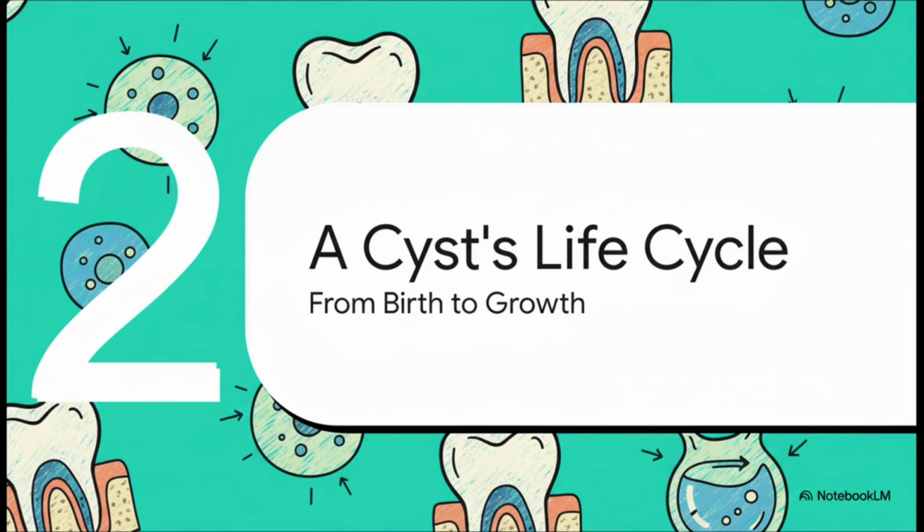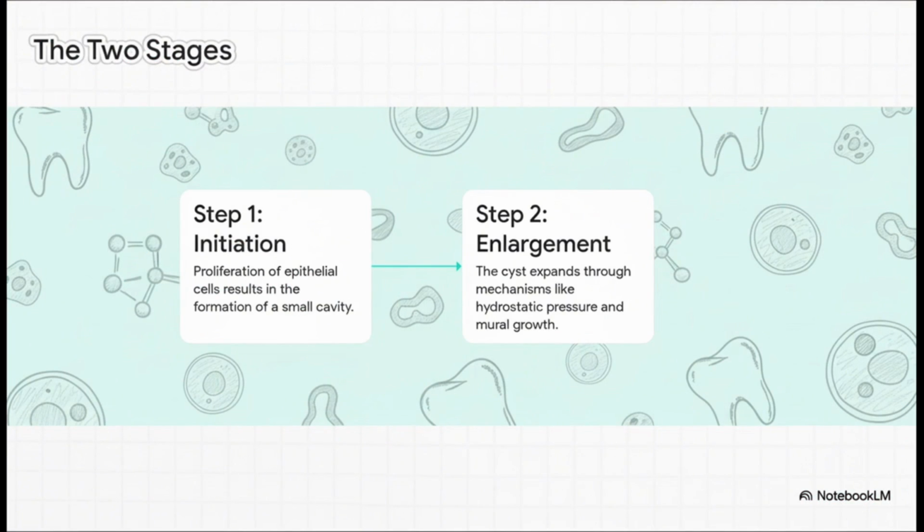Okay, so where do these things even come from? They don't just pop up out of thin air, right? There's actually a fascinating biological story here, a whole life cycle that explains how they get started and how they grow. And really, you can think of a cyst's life in two super simple stages. First, you've got initiation. That's the spark, the moment something kicks a few cells into gear. Then you've got enlargement, which is exactly what it sounds like. That little cluster of cells starts to grow.